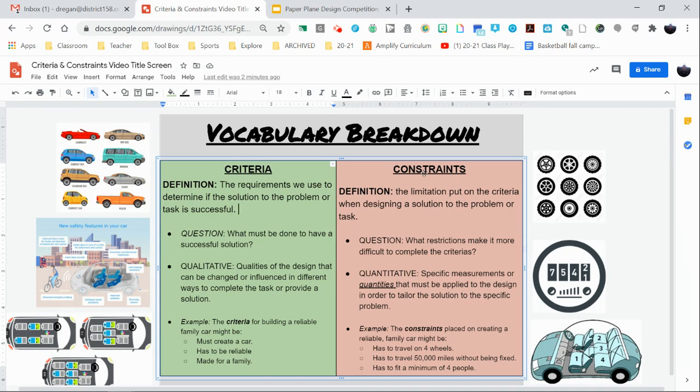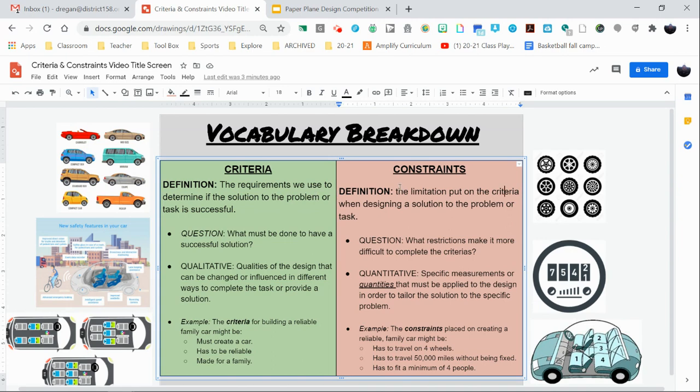And now when we look at constraints, these are the limitations put on the criteria when designing a solution to a problem or task. So the big key here is the limitations put on the criteria when designing that solution. So these are the requirements to be successful. These are the limitations on the criteria. So those are the two big differences when we're comparing the definitions there.